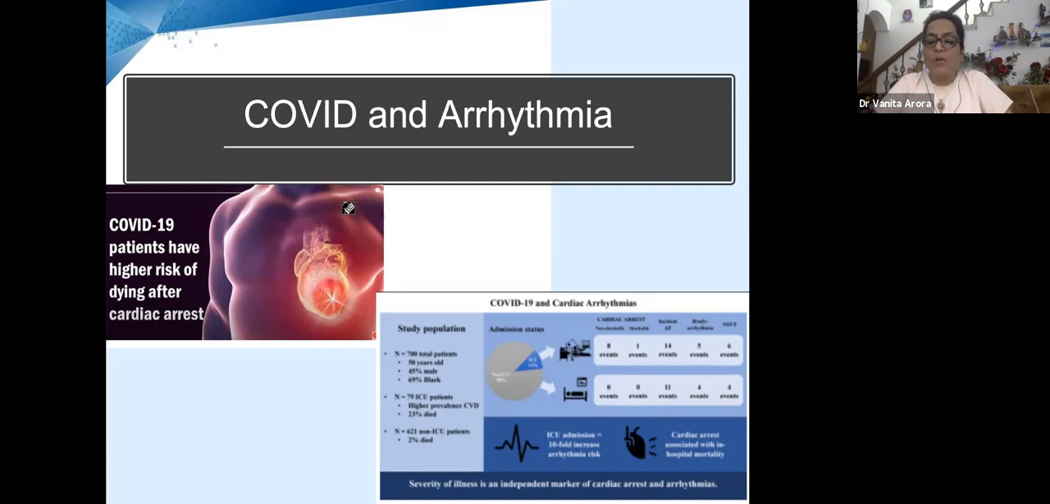Now, we also have to remember that the severity of COVID illness is an independent marker of cardiac arrest and arrhythmias. So the sicker the patients, however they recover from COVID, you have to keep a watch on them. And unfortunately, apart from echo, there are the parameters which are raised during the cytokine storm. You have to follow them carefully and get an echo done along with that. Monitor the arrhythmias, and then maybe you will be able to save the patients from sudden cardiac arrest.